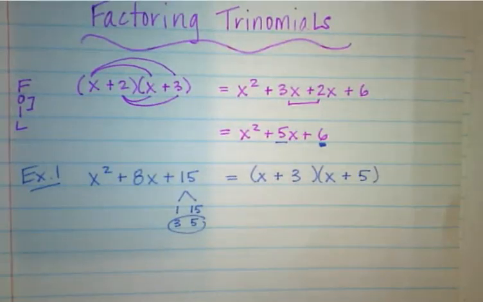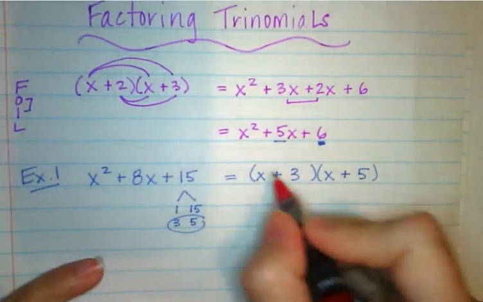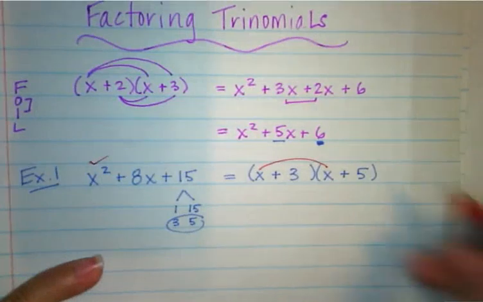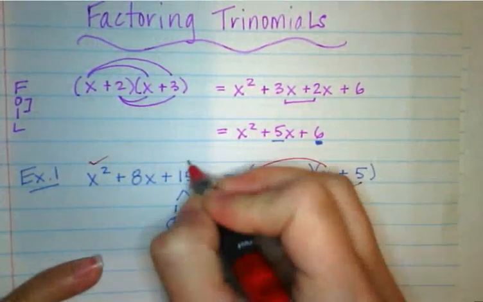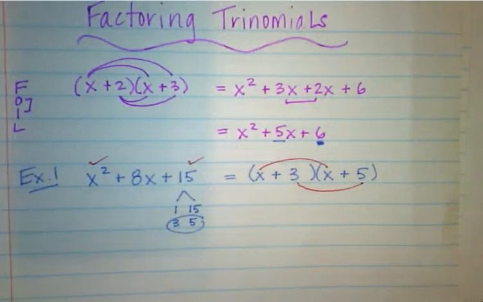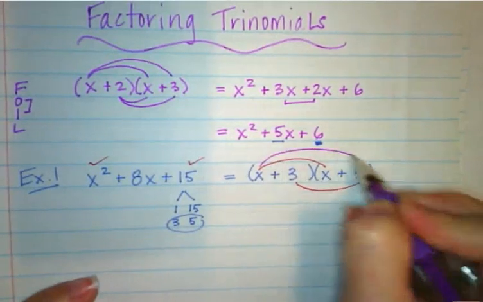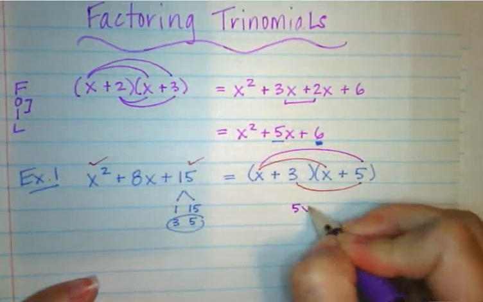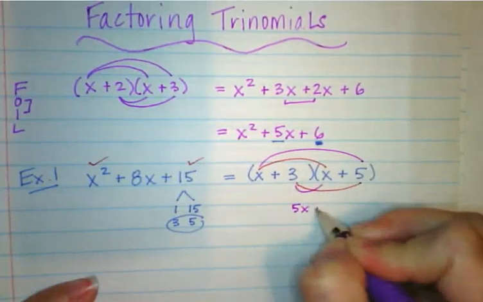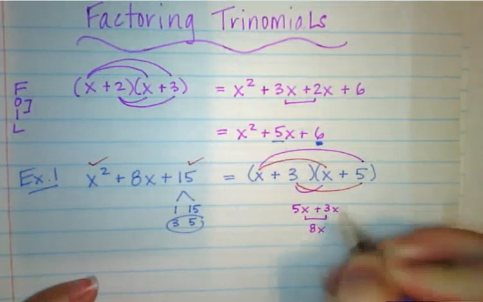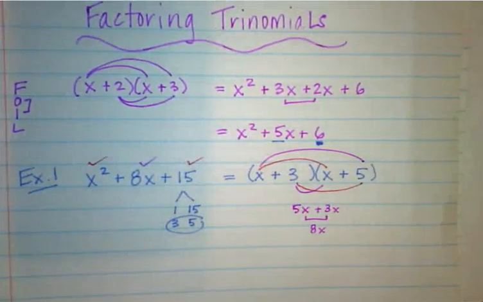Now, the way to check all of these problems is to FOIL. So if I FOILed this back together, that would give me the x squared. The last ones would give me the 15. And then I'm going to end up getting this 8x because the outside is 5x and the inside is 3x. And that together makes up the 8x, which is right there.